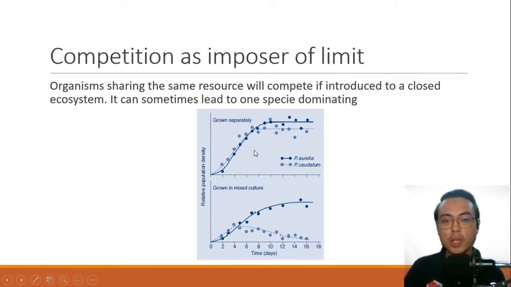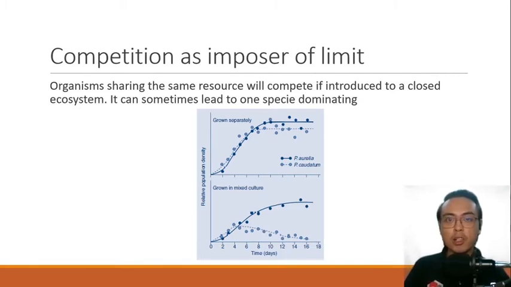This is an example of competition in ecosystems. We have two species of paramecium. When they are grown separately, you see that their growth both follow the logistic model, and they both grow up to the carrying capacity of the system. However, if you mix these two species together, only one species dominates, the other species starts to dwindle. That's because they are competing for the same resources. Okay? This is what happens to real ecosystems.